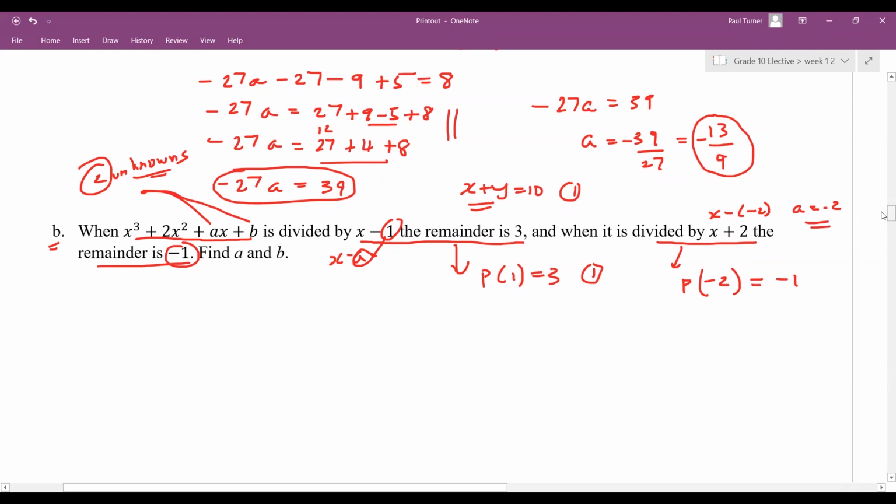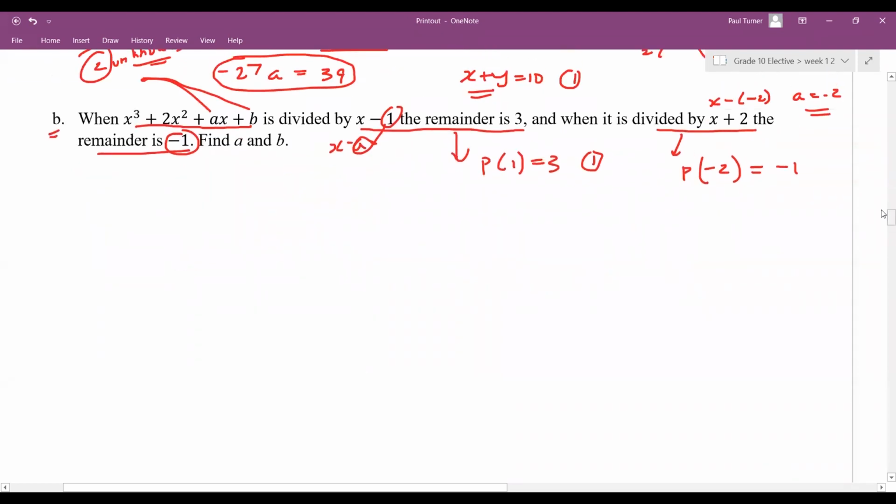So that's how you started. Sometimes the question will involve factors. They'll say this x plus 2 is a factor, which you'll see in the next section. So I want you to make two equations. This will take you a little while if you haven't done it already. So your first equation, P(1) is 3. So form an equation using your polynomial here.